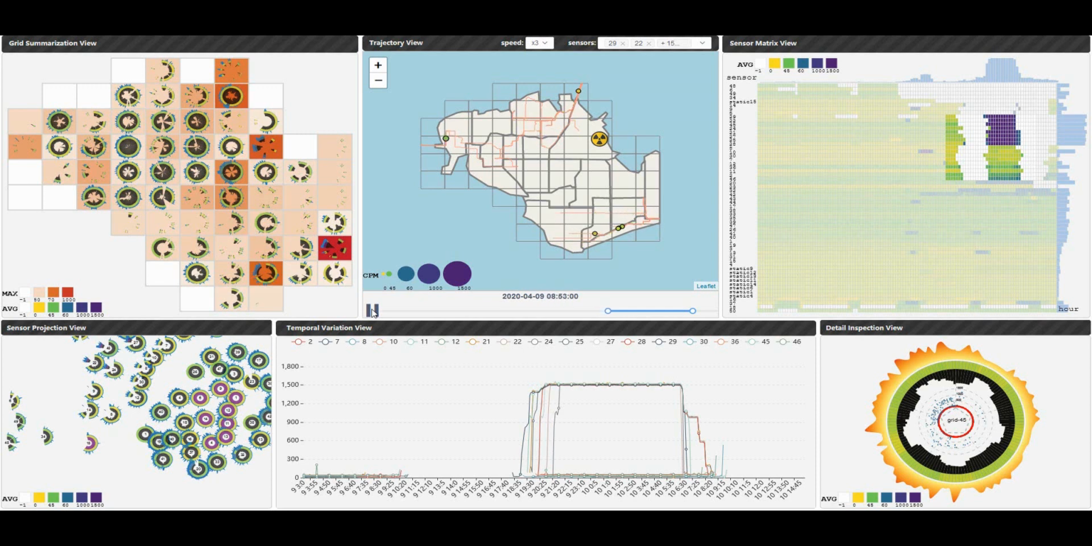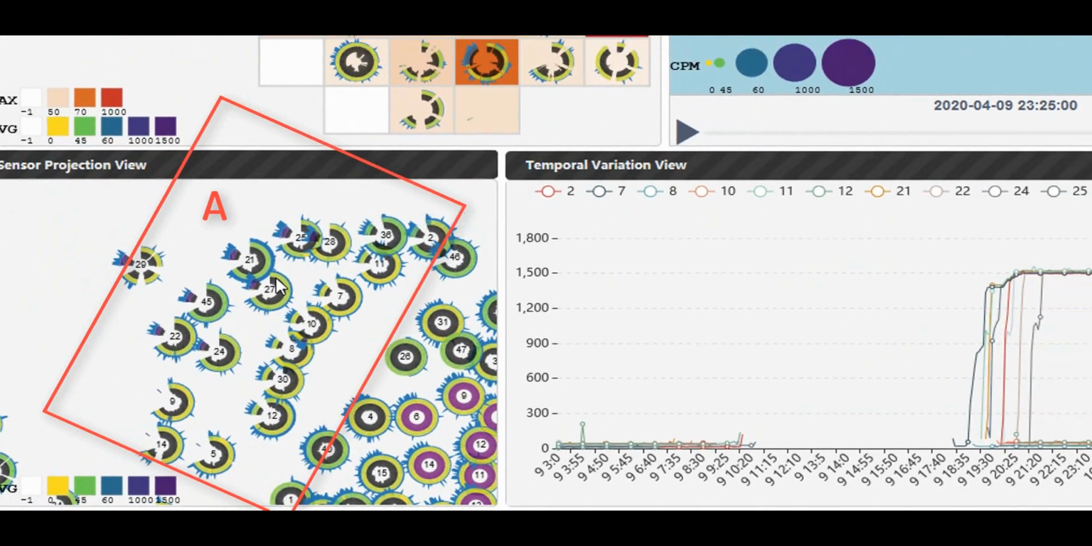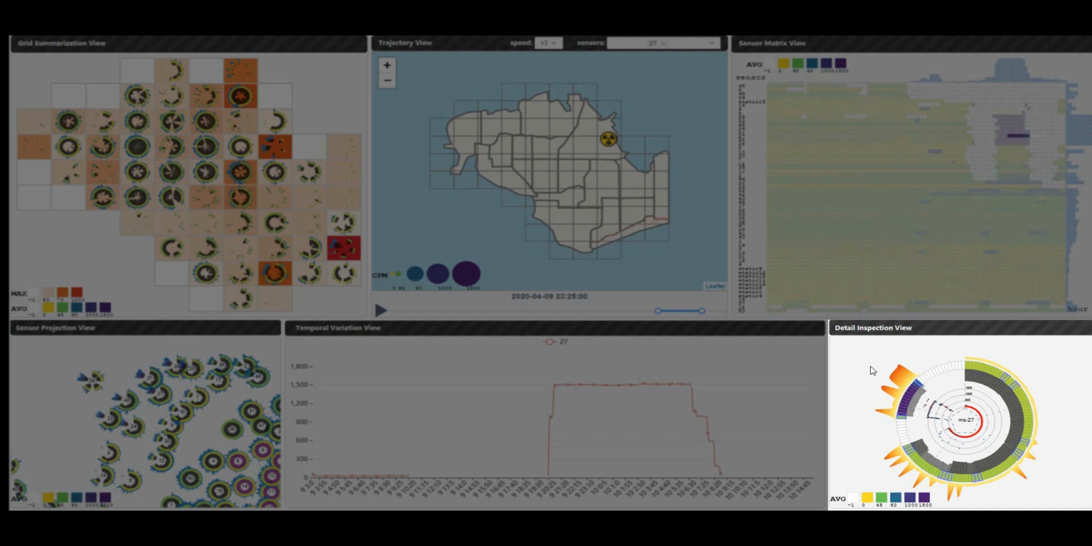Then, the group returning from the bridge presents relatively high radiation, while the other group returning from the highway presents extremely high radiation. It can be inferred that the highway is blocked due to traffic control, and these cars were placed at the highway entrance. According to the sensor ID, these groups correspond to the group A in the sensor projection view. Then, we select a sensor, and it can be observed in the detail inspection view that the radiation value of about 1500 cpm and the high uncertainty are maintained on the evening of April 9. It can be determined that the area around the highway entrance is also heavily polluted.